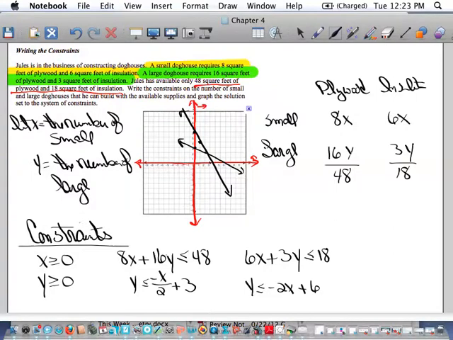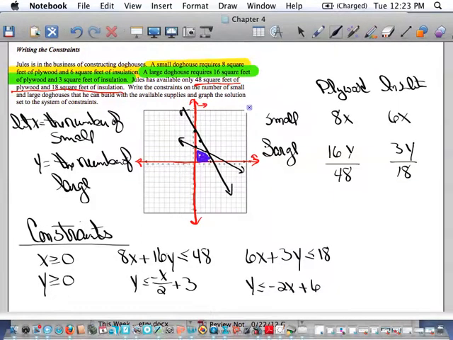So now my region is going to be right here, bounded by the x-axis, the y-axis, and those two lines. So get your vertices, one at (0, 0), one at (0, 3), one at (2, 2), and one at (3, 0). So the number of combinations of dog houses that you can build is in that purple region.